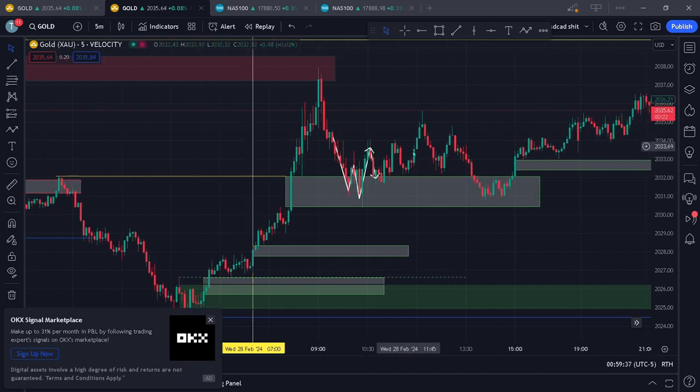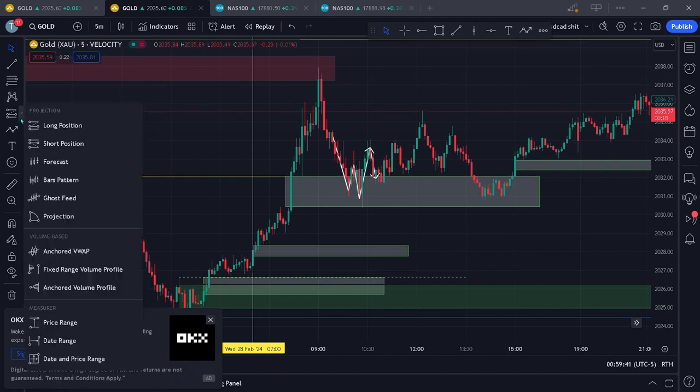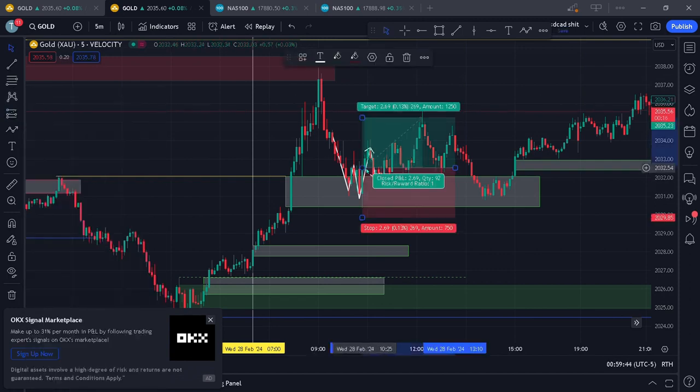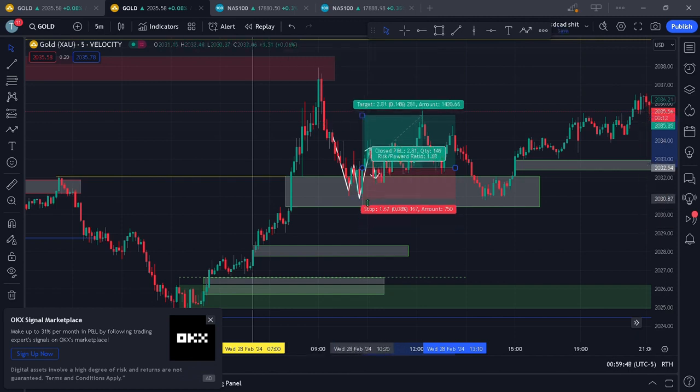So knowing this, my move was very small yesterday. I just traded this one move alone on gold and that was it. I just aimed for that fair value gap. That was it. Price retraced over here. Boom. That was it.